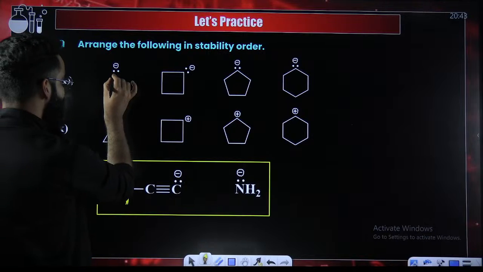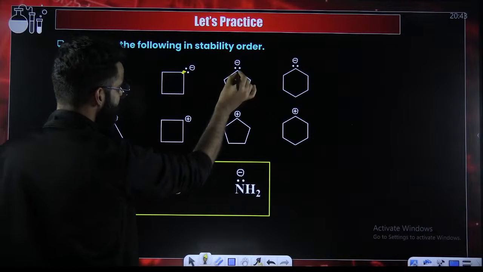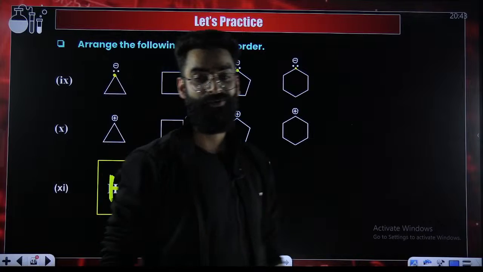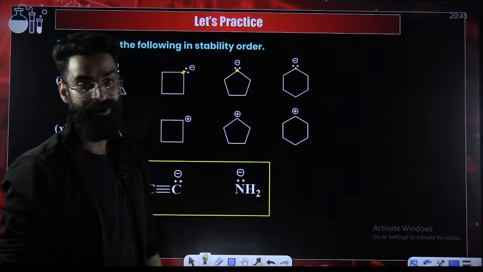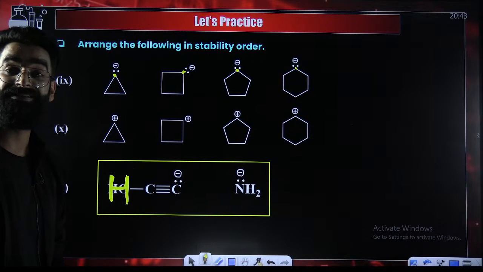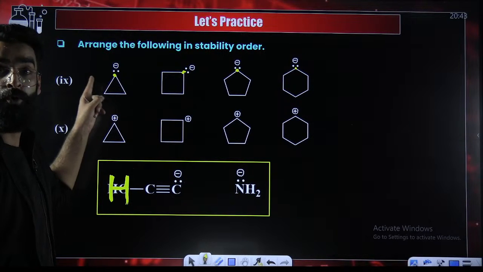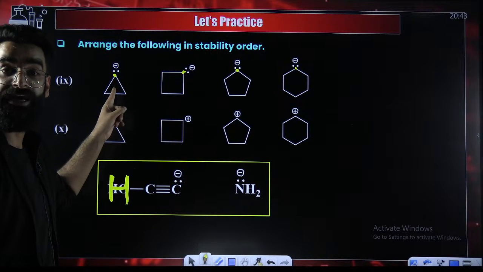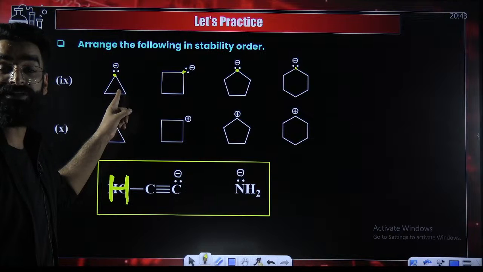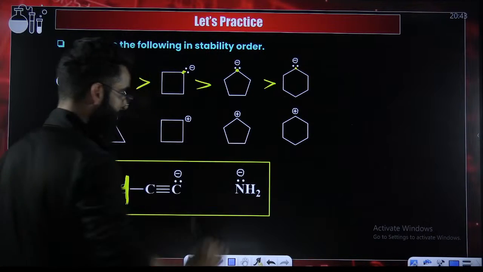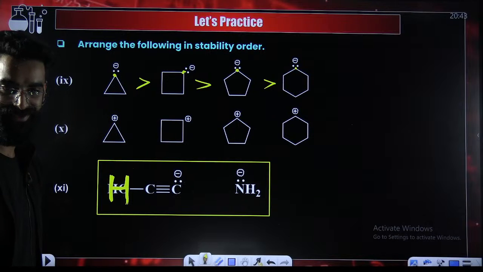My dear students, this is a carbon carrying negative charge. Now, you should be in a position to answer this one. You'll be talking in terms of what? Angle strain. Where is the angle strain more? In the first one. More the angle strain, more the electronegativity. Negative charge is more stable on more electronegative. So, this is the stability order.